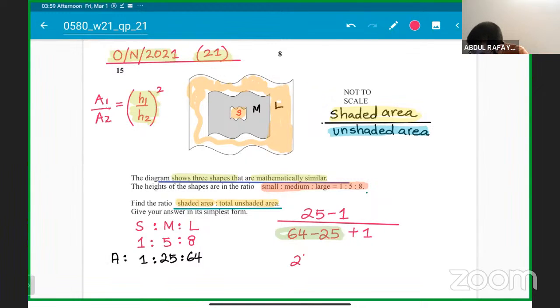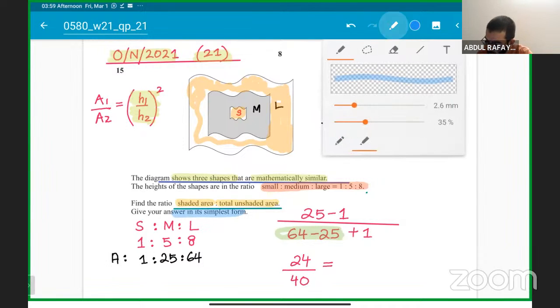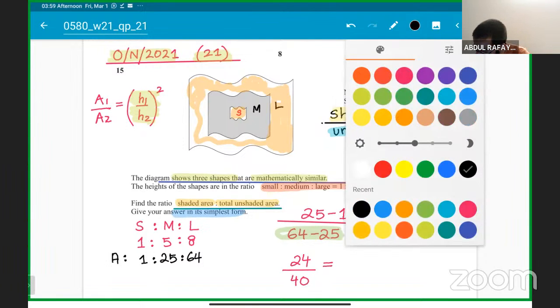25 minus 1 is 24, and 64 minus 25 plus 1 will be, make sure use of calculator is allowed, so you got 40 there. So 24 divided by 40. Always remember, the examiner will tell you to give the answer in simplest form. So 24 divided by 40 is 3 over 5. Okay, so that is the answer.